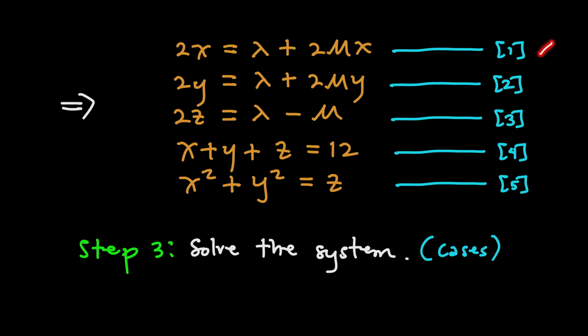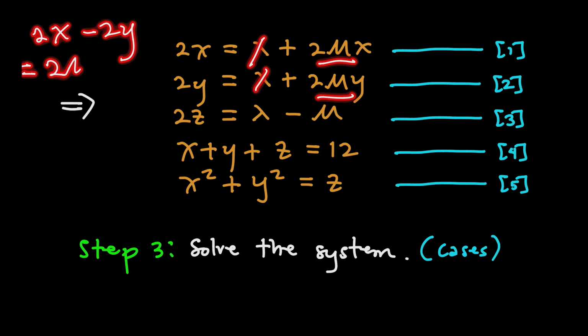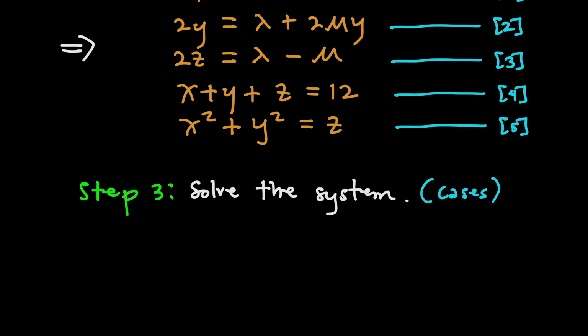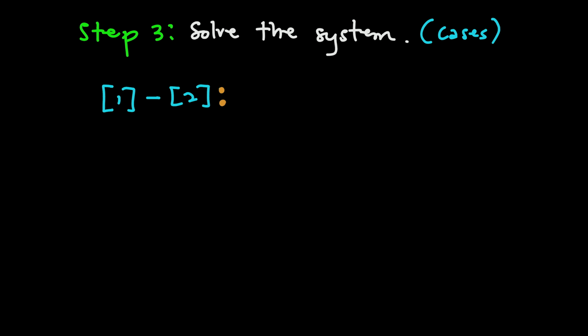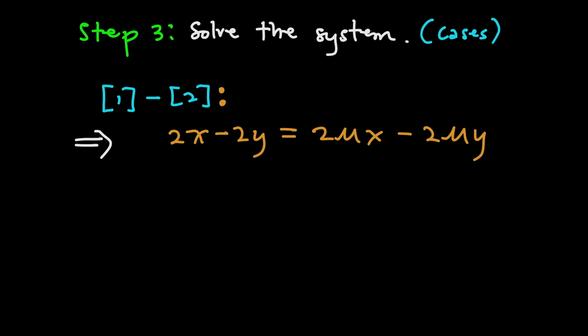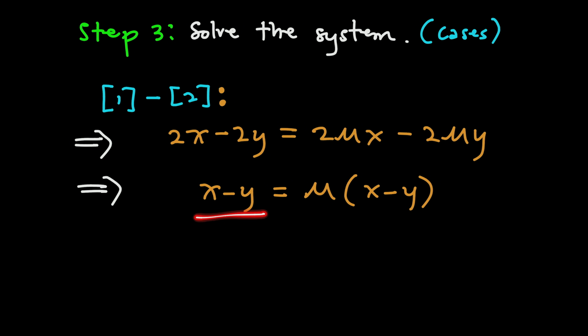Notice that if you look at equation 1 and equation 2, we can automatically eliminate lambda by subtracting these equations. And similarly for 2 and 3. If we subtract equation 2 from equation 1, what we can obtain is 2x minus 2y, and then this one will be eliminated, then this one will be subtracted. So this is equal to 2 mu x minus 2 mu y. So doing that in our calculation, we have this one, and this one simplifies to x minus y, which is equal to mu times x minus y.